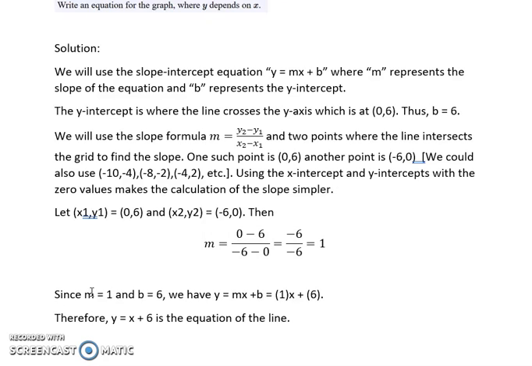So now we have the slope m equal to 1 and the y-intercept b equal to 6. We can plug these into our slope-intercept formula to get 1 times x plus 6, which simplifies to just x plus 6. So the equation of the line in our graph would be just y equals x plus 6.